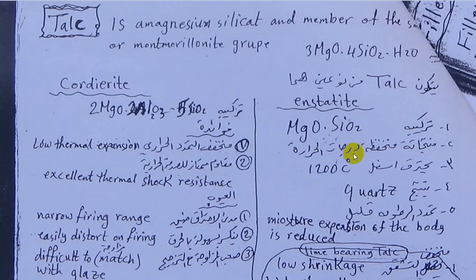Number two, high temperature wear for the enstatite, as you can see in front of you. The high temperature thermal expansion is indicated exactly here. Number three, calcinated up to 1200 centigrade.